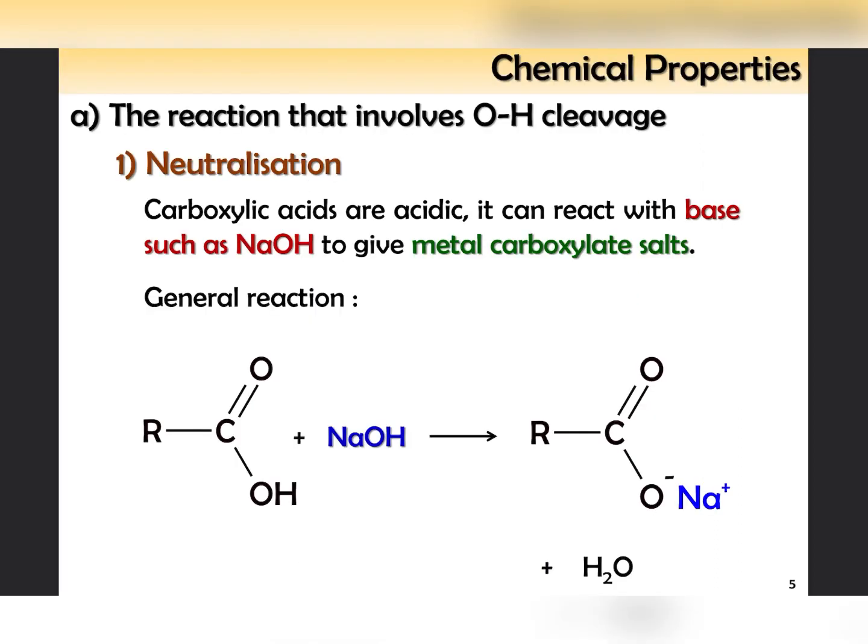So kita akan tengok neutralization. So carboxylic acid, we know that it is an acid. So kalau acid react dengan base such as NaOH ataupun KOH, dia akan give metal carboxylate salt. So you akan remove H2O, and oxygen ni akan buat bond later dengan sodium. So dia akan jadi this metal carboxylate salt, and the side product is water.